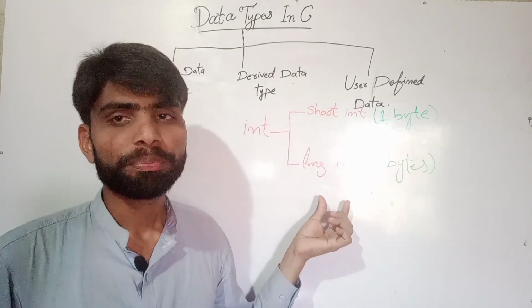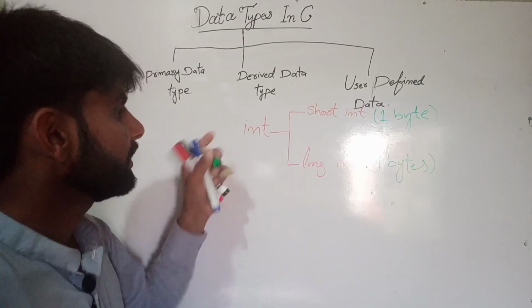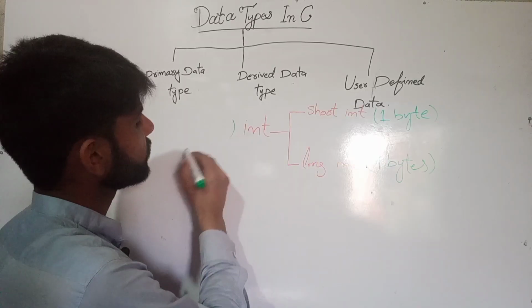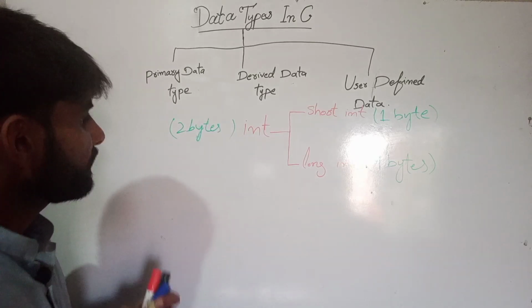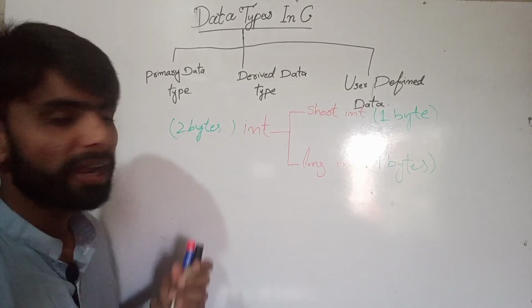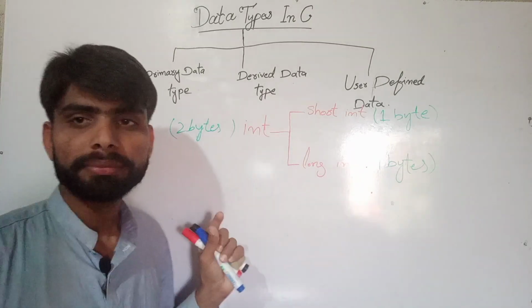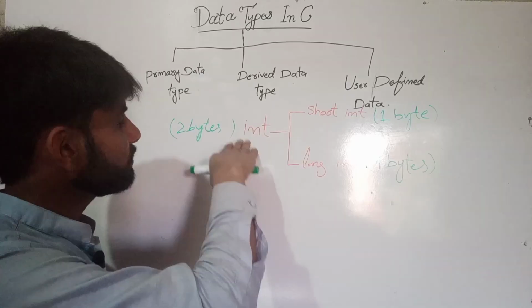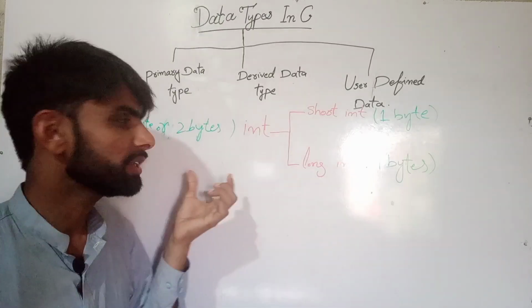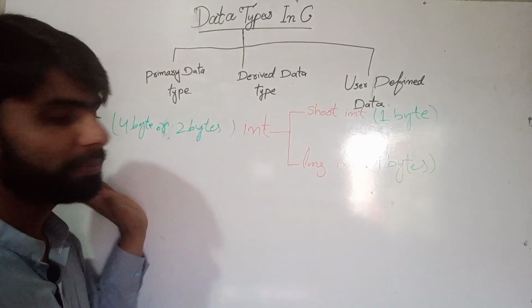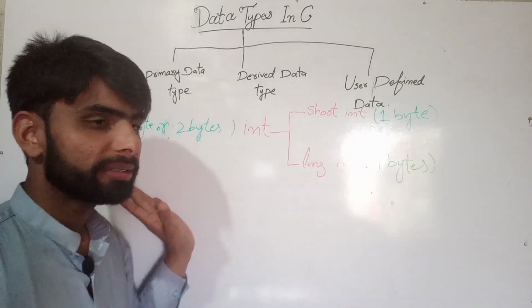It will slow down our application. And int takes 2 bytes, but somewhere it takes 4 bytes, right? It depends on the machine. In some machines it takes 4 bytes. Basically, in our books we read only 2 bytes, but it depends on the machine, right?